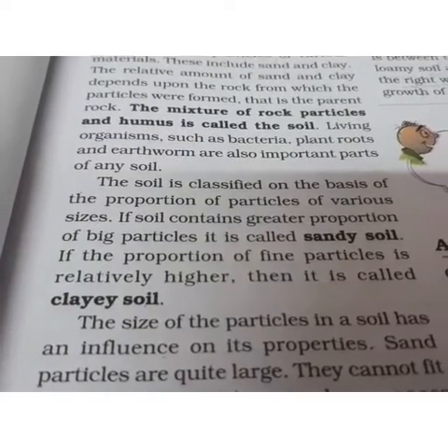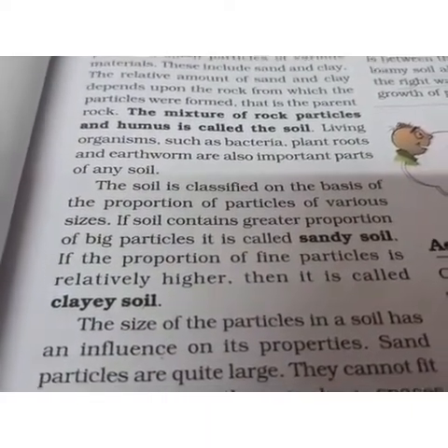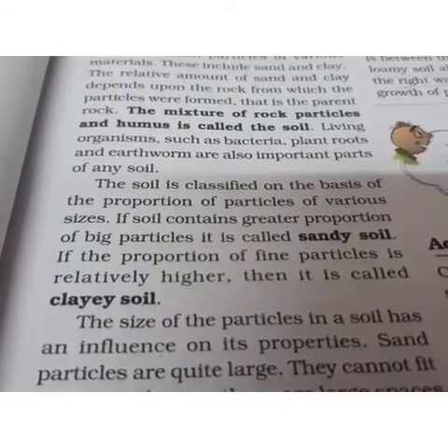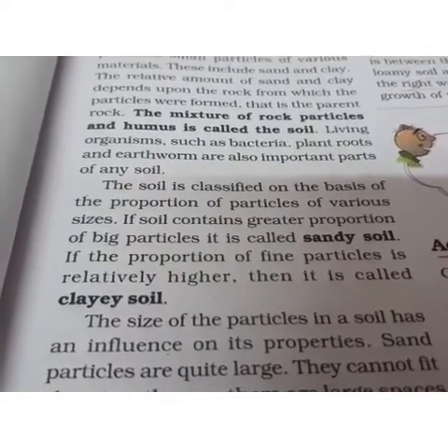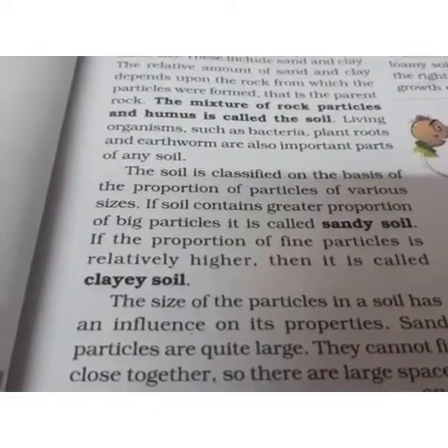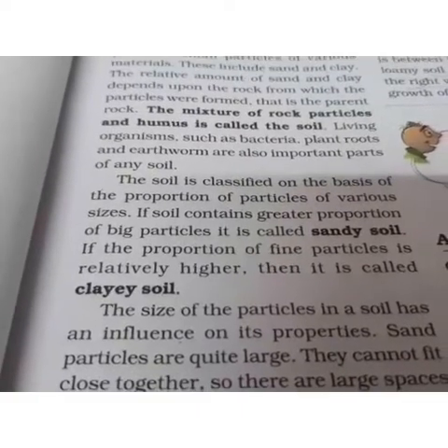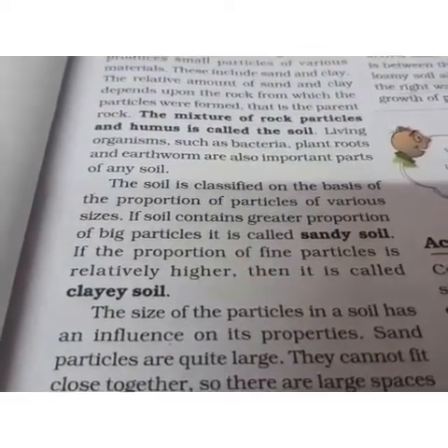Like if the greater number of bigger particles are there, मतलब the rock के जो छोटे छोटे पार्टिकल्स बनते हैं उसमें जो सबसे बड़े पार्टिकल्स होते हैं वो वाला सॉइल होता है, तो उसको हम सैंडी सॉइल कहते हैं, जिसमें बिगर प्रपोर्शन, जो सॉइल के जो ग्रेटर प्रपोर्शन होता है वो उसके अंदर होता है, मतलब रॉक्स का जो साइज होता है वो ज़्यादा बड़ा होता है. And if the proportion of fine particles is higher then it is called as the clay soil.